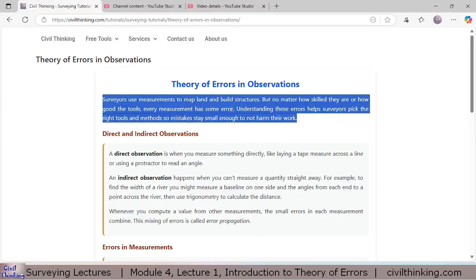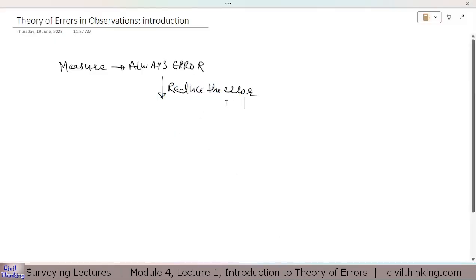Understanding these errors helps surveyors pick the right tools and methods so mistakes stay small enough to not harm the work. We have to keep the errors within the permissible limit because we cannot remove them. The only thing we can do is keep them in permissible limits, or reduce them as much as we can, to be more accurate.